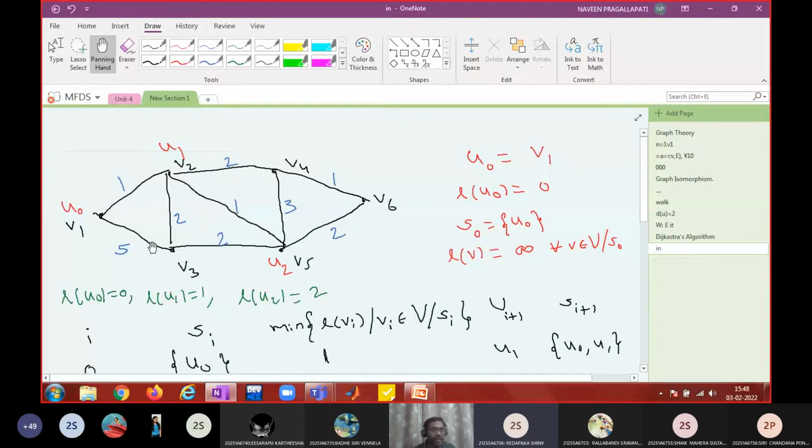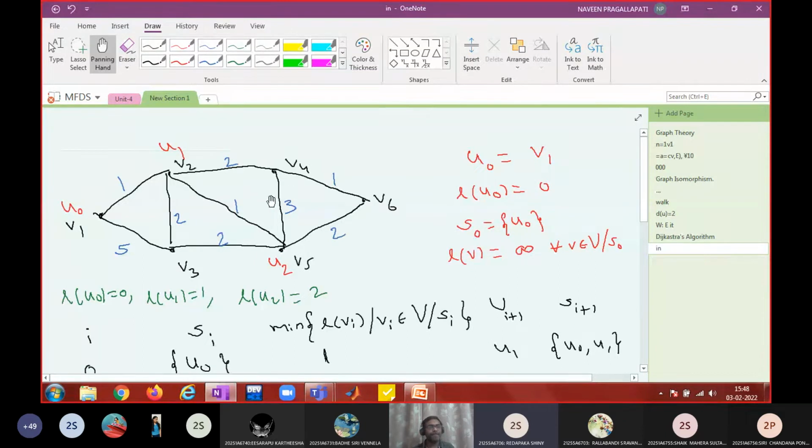So V3 to U0, how much? 5 plus U0 weight, which is 0. 5 plus 0 is 5. And V3 to V2 is 2, and 2 plus V2 weight, which is 1, is 3. And V4 to V2 is 2, 2 plus U1 weight, which is 1, is 3. So these two have the same weight, 3, whereas this is already over and this is already far. So you can select V3 or V4 between these two.